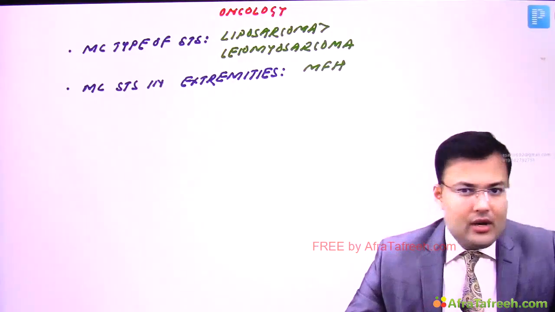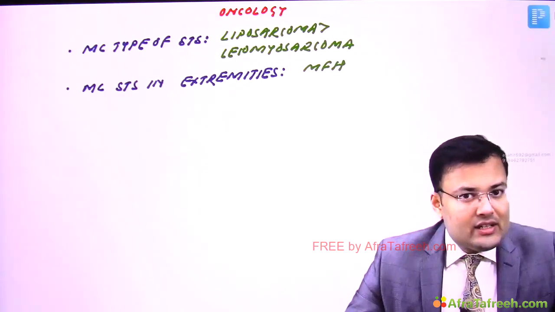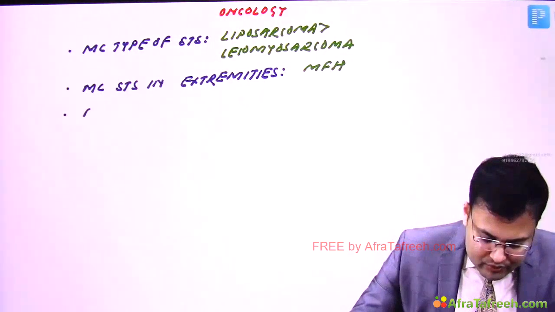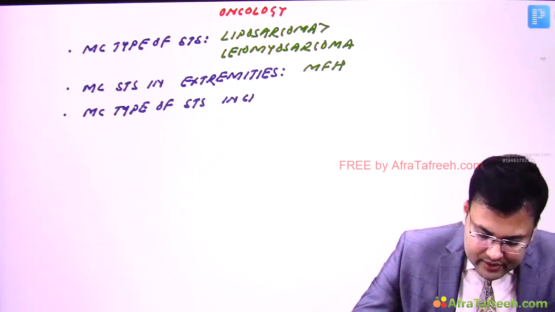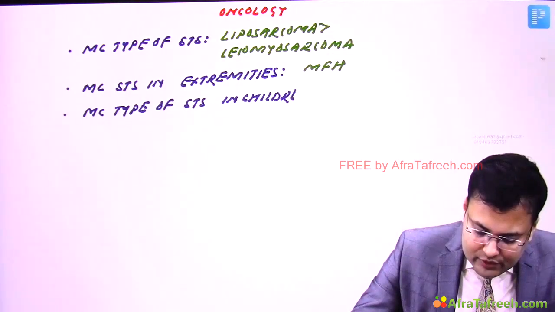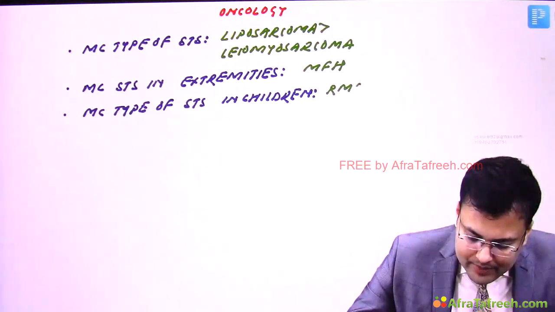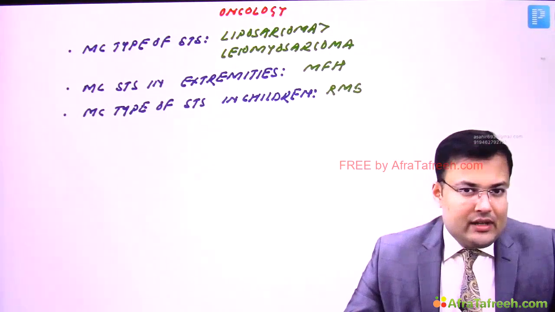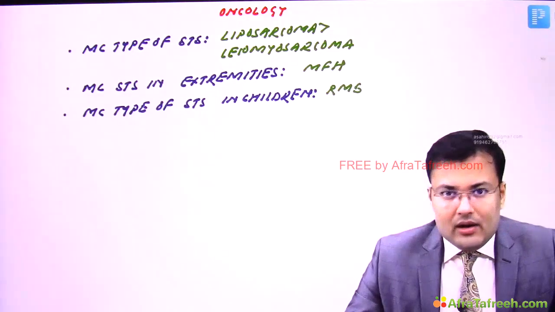Third important point: what is the most common type of soft tissue sarcoma in children? In children, it is rhabdomyosarcoma. So, most common type of soft tissue sarcoma in children, right? This is also a frequently asked question, and this is rhabdomyosarcoma.